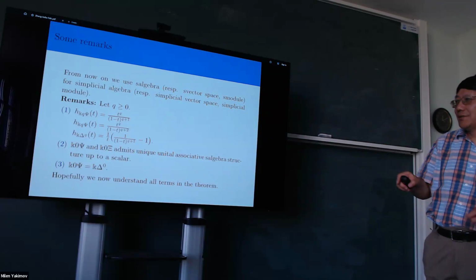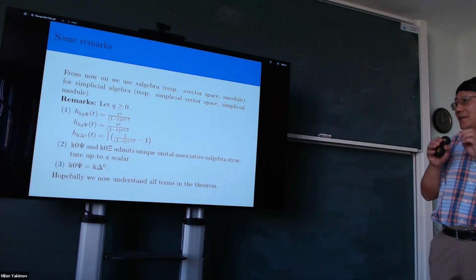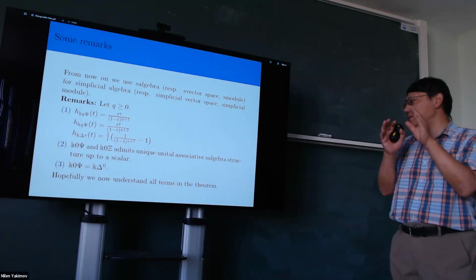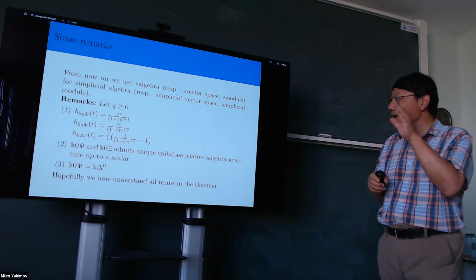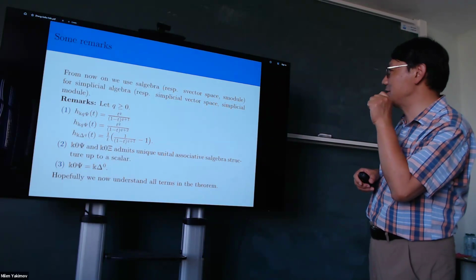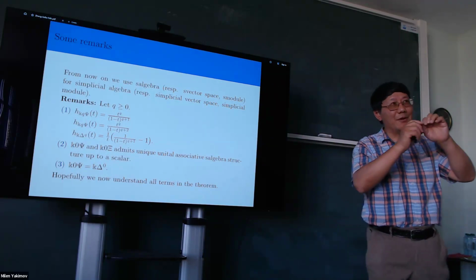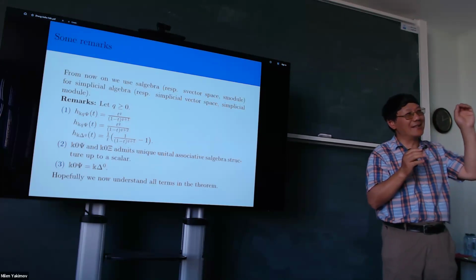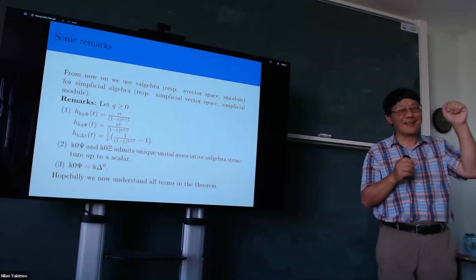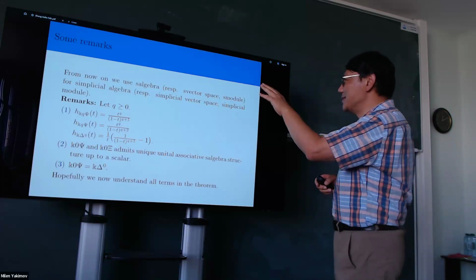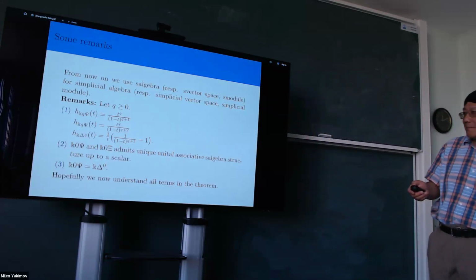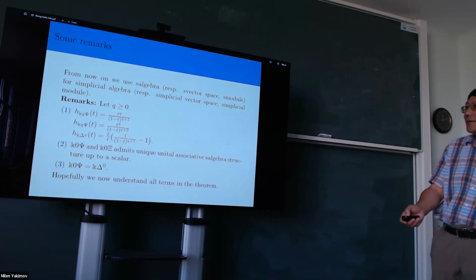These two simplicial vector spaces admit a unique unital associative S algebra structure. So S algebra is for simplicial algebra. I don't want to write simplicial everywhere, so I put a little s attached to algebra. This S algebra is a simplicial algebra. Great. So, okay, let's go back.